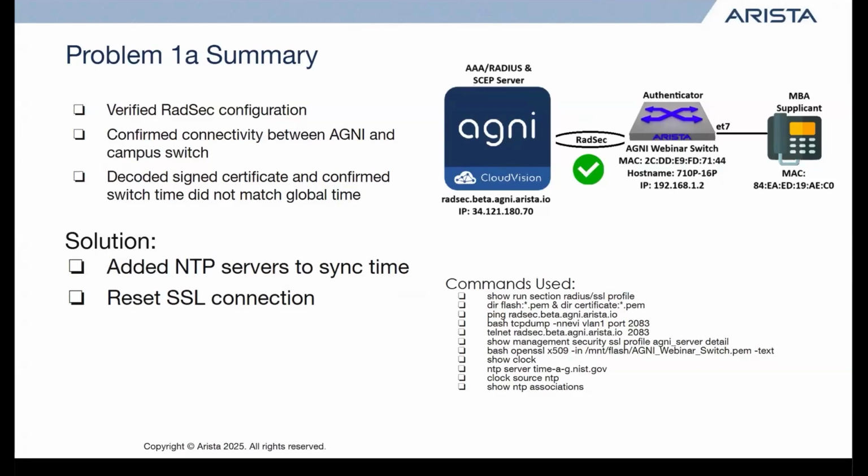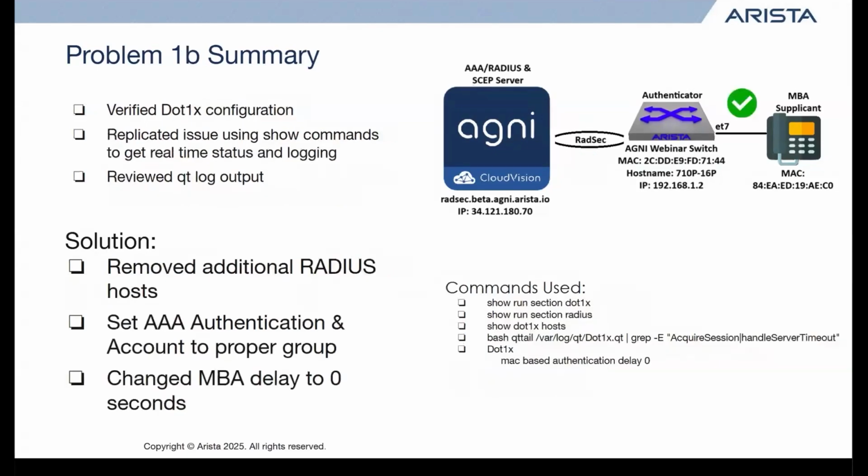This, however, led to the discovery of a second problem. Once the RadSec connection was up, wired hosts were able to authenticate. However, there was an odd 1-minute delay seen with MAC-based authentication. We started here by reviewing the .1x configuration on the switch, seeing that it was properly enabled both globally and at the interface level. After this, we replicated the issue whilst looking at the output of show .1x hosts.